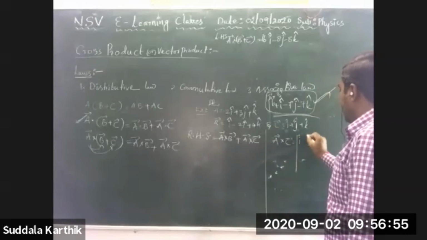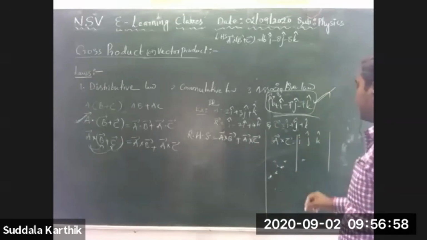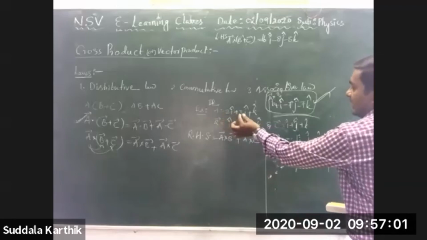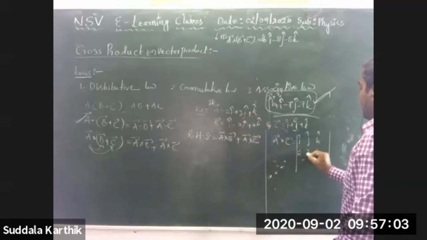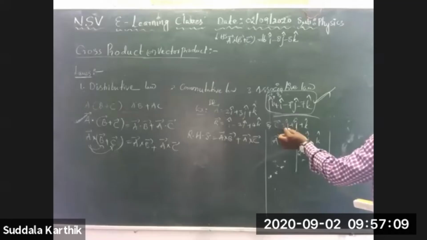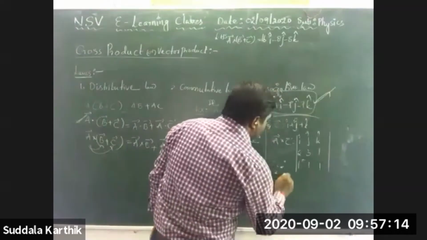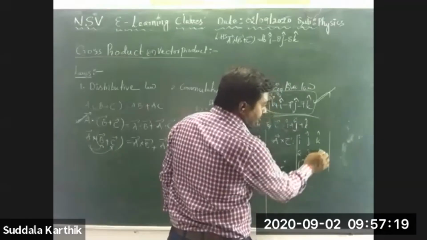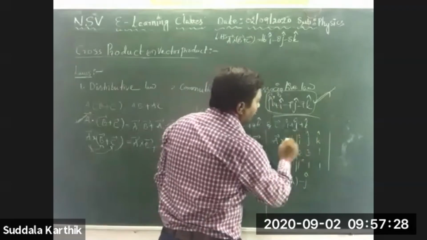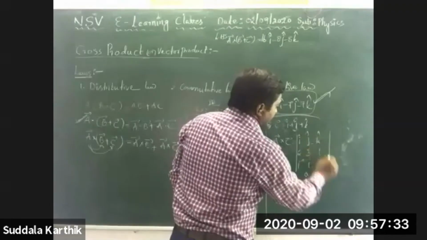I cap, J cap, K cap. A is 2, 3, 1. C is 1, 1, 1. Then I cap: 3 into 1 is 3, 1 into 1 is 1, 3 minus 1 is 2. Minus J cap: 2 minus 1 is 1. Next plus K cap.